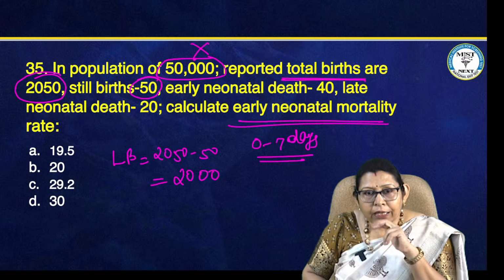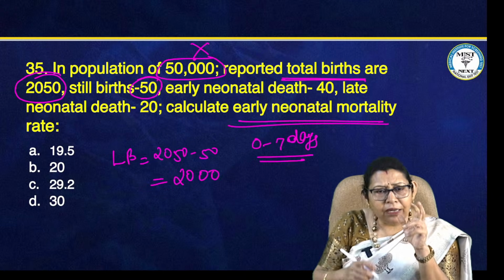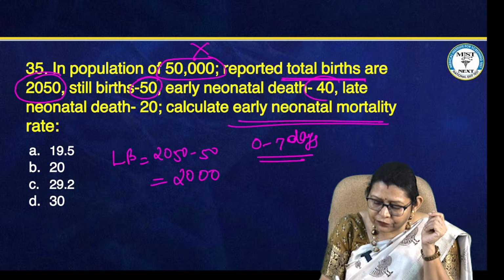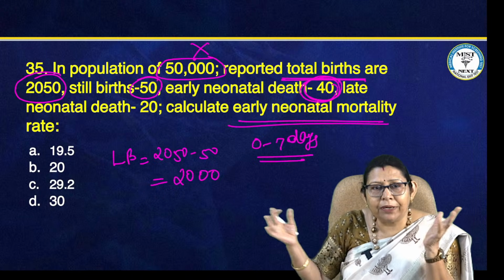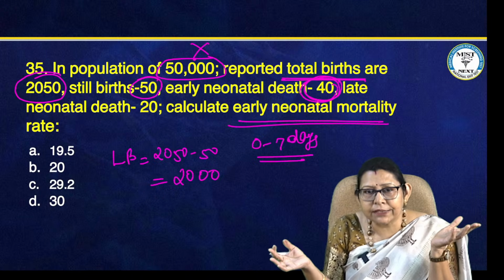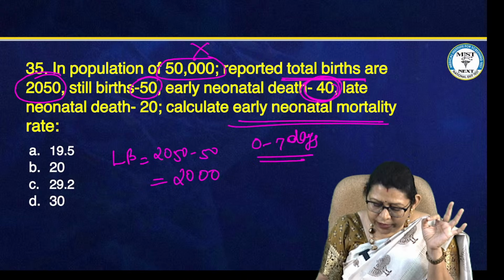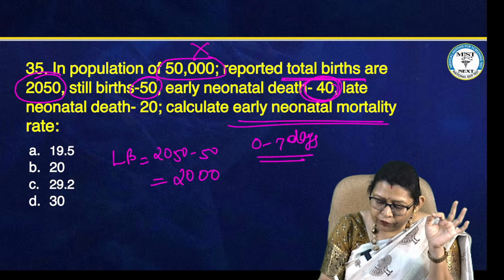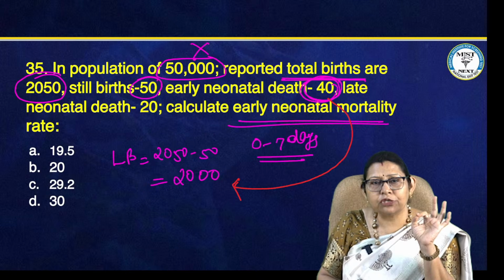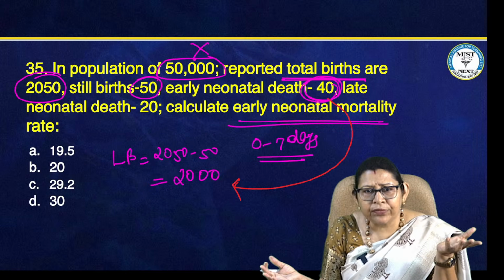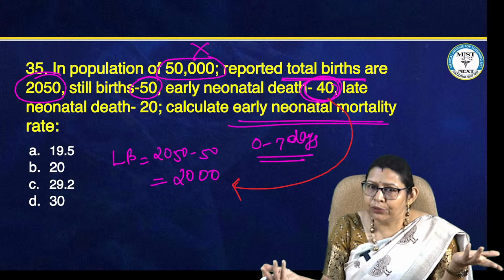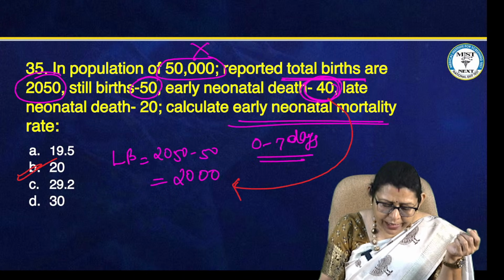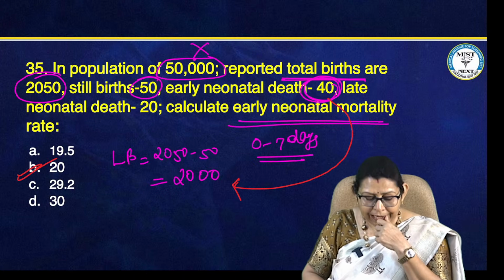ठीक है. Now what is an early neonatal period? Already mentioned, early neonatal deaths 40 है. तो बाकी मुझे पढ़ना ही नहीं है कि what are the late neonatal deaths. I am not concerned. Early neonatal deaths कितनी है? 40 है. 40 कितने में है? 2000 में है. So just half of that. ठीक है. 1000 में कितनी होगी? 20 होगी. And that is what is my answer. ठीक है. That is my answer, 20.